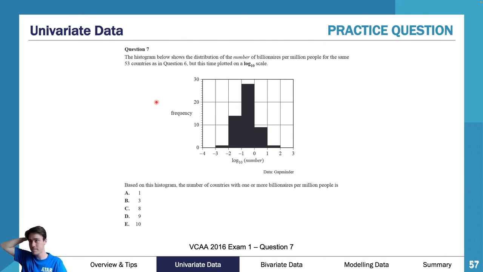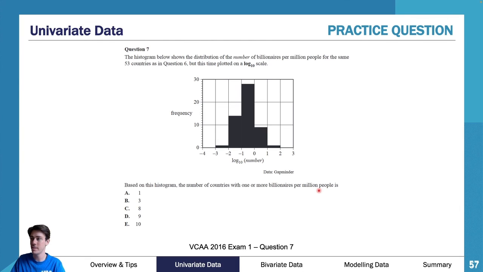So this is the number of billionaires per million, and it's counted in each country. They counted how many billionaires per million people there were in each country, and then for each country, they were like, all right, there are 5 billionaires per million people. All right, we'll do a log scale and we put it in. So it says here, the number of countries with one or more billionaires per million people is.